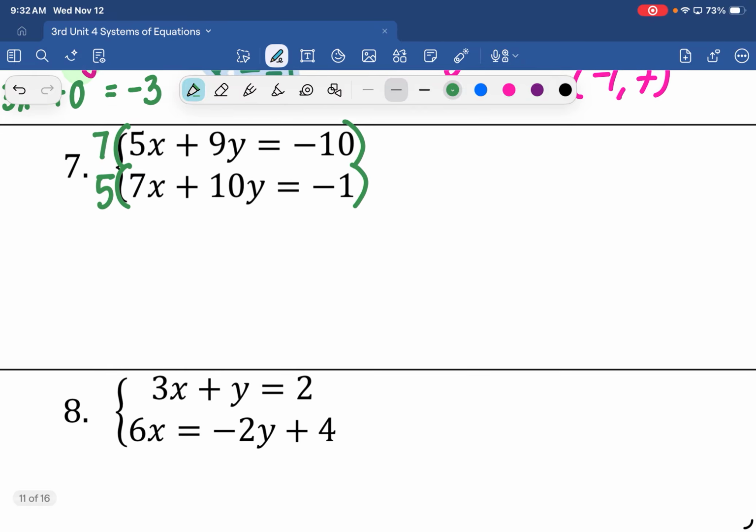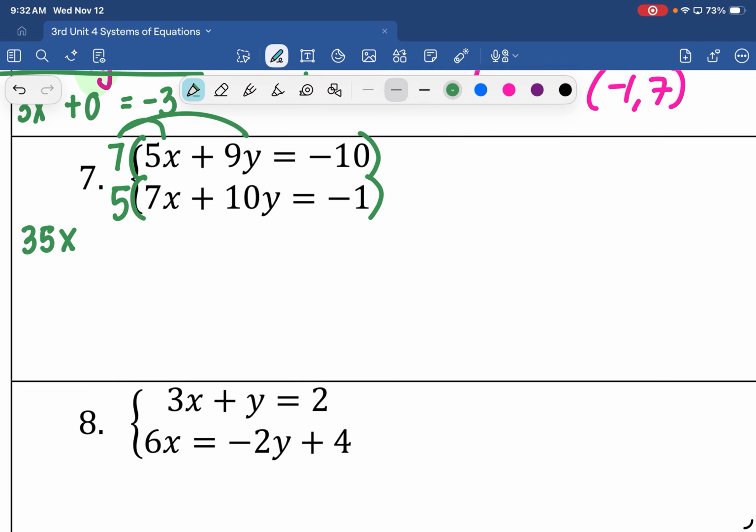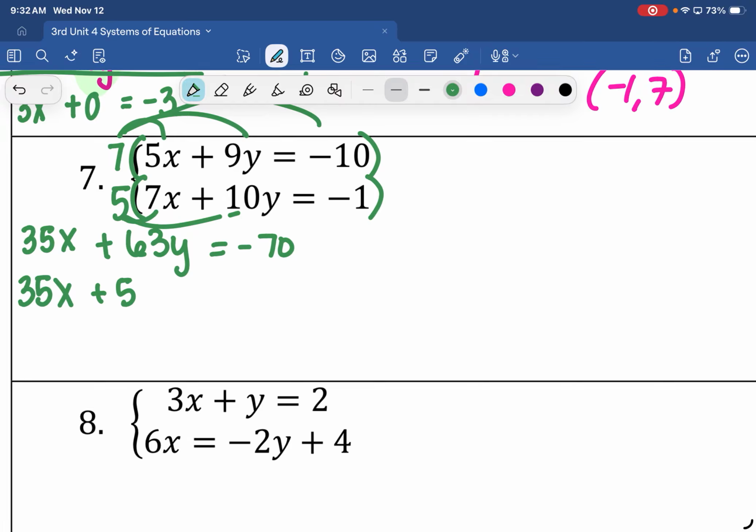Okay. So from here, we are going to do the first equation. So 7 times 5x is 35x. Christina, wait till I finish asking the question before you answer, please. All right. 7 times 9y is 63y. Equals, what is 7 times negative 10? All right, now for the bottom equation, what is 5 times 7x? 5 times 10y? 5 times negative 1.